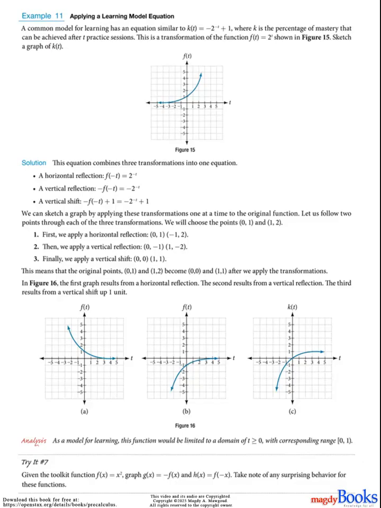Let us follow 2 points through each of the 3 transformations. We will choose the points (0, 1) and (1, 2). 1. First, we apply a horizontal reflection: (0, 1), (-1, 2). 2. Then, we apply a vertical reflection: (0, -1), (1, -2). 3. Finally, we apply a vertical shift: (0, 0), (1, 1). This means that the original points (0, 1) and (1, 2) become (0, 0) and (1, 1) after we apply the transformations.